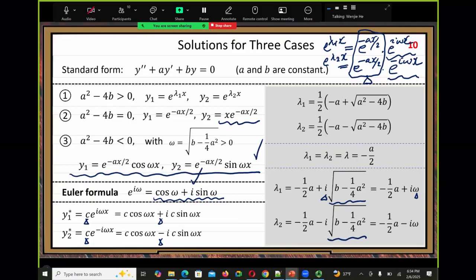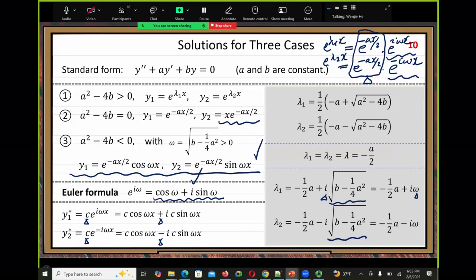Remember, we can do linear combination, right? Because we know for the second order homogeneous linear ODE, if there are two different solutions, then when we apply any linear combination on these two solutions, we will get a new solution.